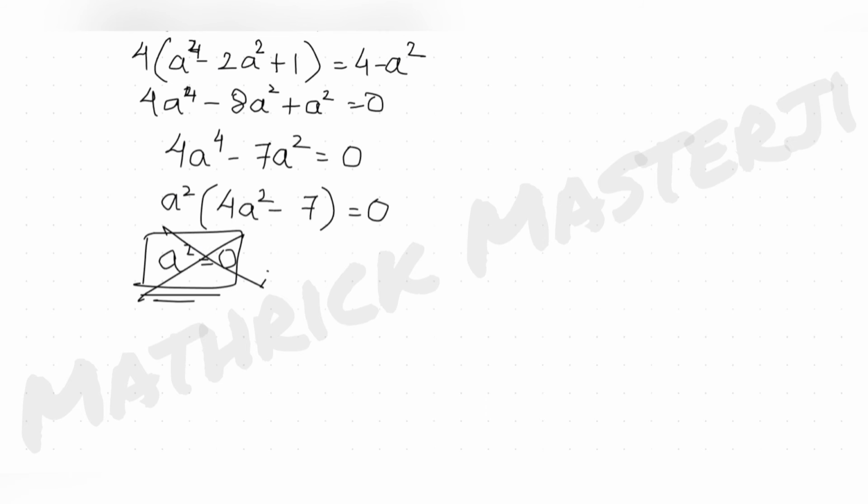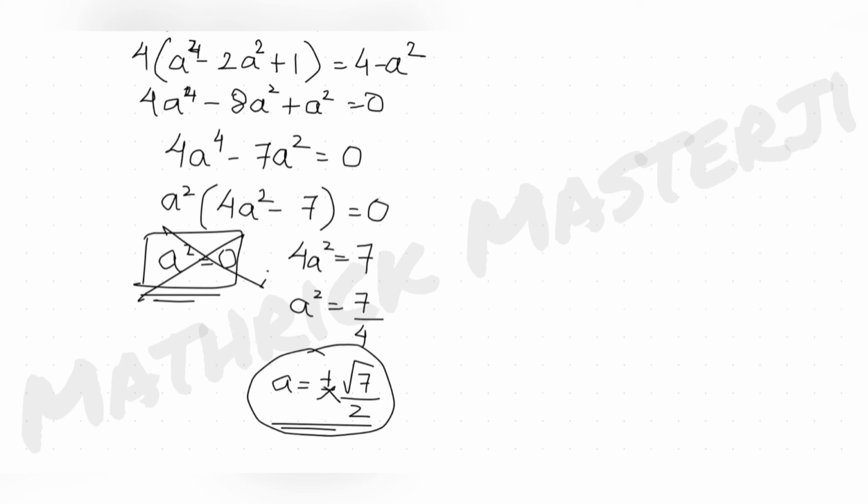And I get 4a² = 7. So a² is 7 over 4. That gives me a as plus or minus square root of 7 over 2. But this minus sign is also not possible because it is the side of a triangle. It cannot be negative. So I can only have a as plus root 7 by 2.